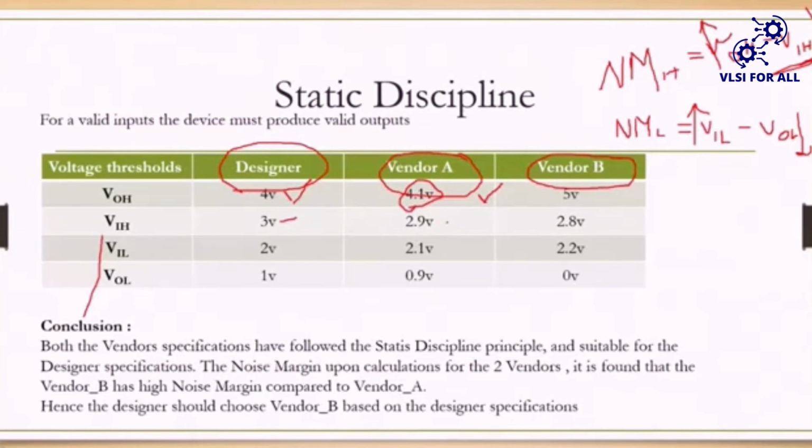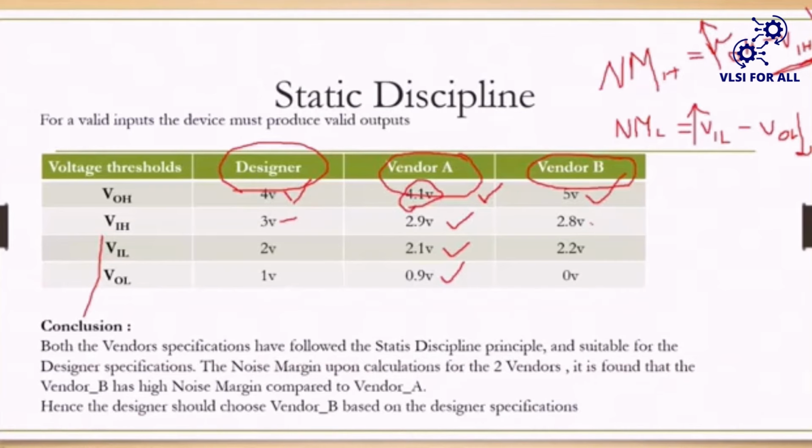Now let's take VIH. VIH must be minimum. The designer value is 3 volts, so you need less than 3 volts. Here 2.9, so satisfied. Similarly, 2 volts: VIL must be maximum, so more than 2 volts is accepted. Yes, satisfied. Similarly VOL must be minimum, satisfied. So team, in vendor A all the cases are satisfied, so you can choose vendor A. Nothing will happen. Similarly, go for vendor B, because one more vendor is there.